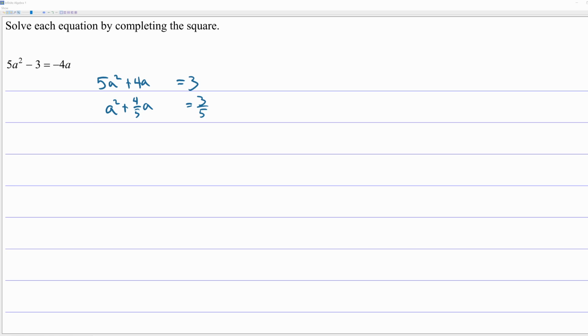Fractions are perfectly fine here. And it's this step of arithmetic that causes the most trouble when we're completing the square. So remember, the pattern is half, then square. So we're starting with 4/5. Half of 4/5 is 2/5, and that squared is 4/25. So I have to add 4/25 to both sides.